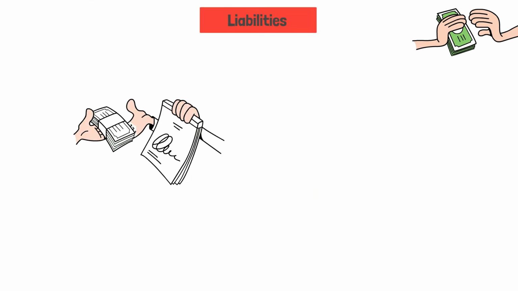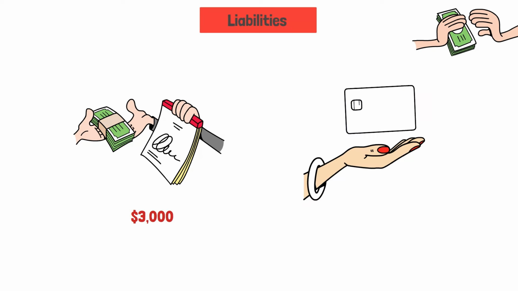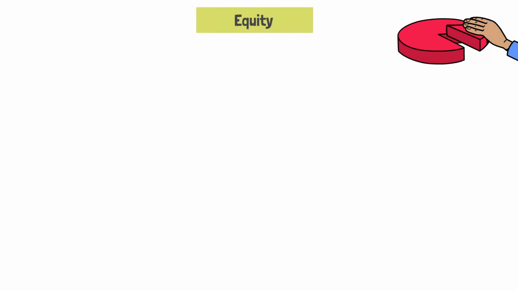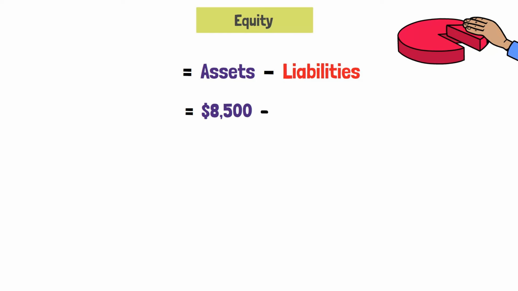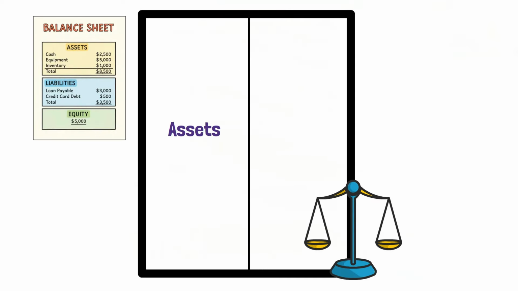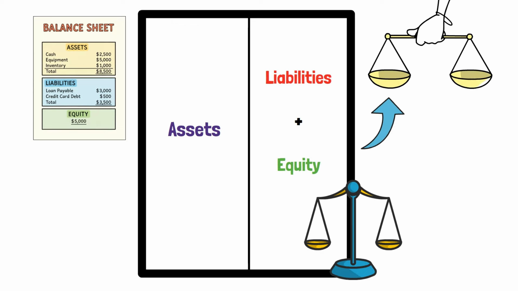Okay, now your liabilities, or what you owe. So let's say you have a loan that's payable, $3,000. You have some credit card debt, $500. Your total liabilities are $3,500. Now, your equity, which is your share, is figured like this. Equity equals assets minus liabilities. So, $8,500 minus $3,500 equals $5,000. This tells you your net worth in the business. It's called a balance sheet because assets equals your liabilities plus your equity. Always make sure that your sheet balances.